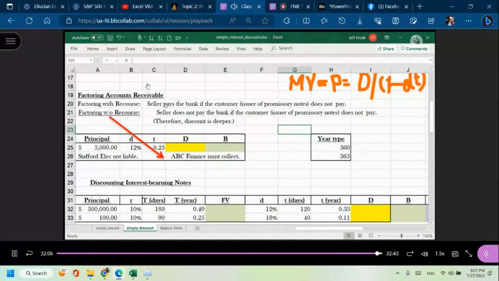So usually it is factoring without recourse, but if they don't discount it deeply, and if the note issuer defaults, then where do they collect the money from? They will have to come to you to collect the money, right? So that's factoring with recourse. Okay, so that's it for this video.